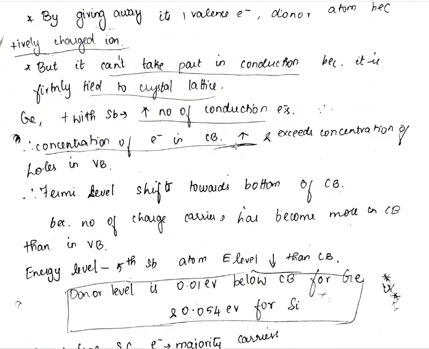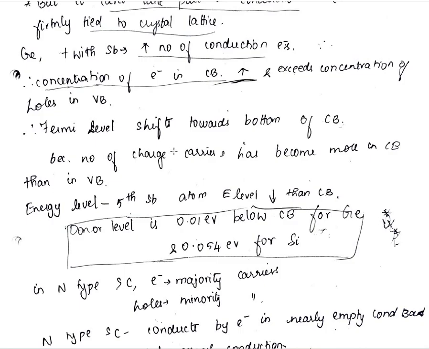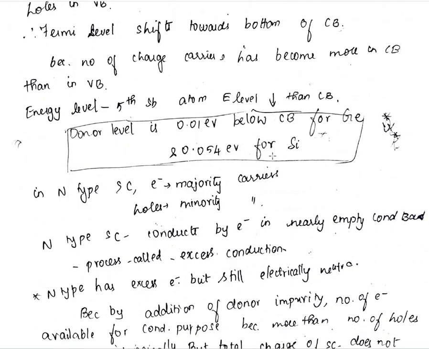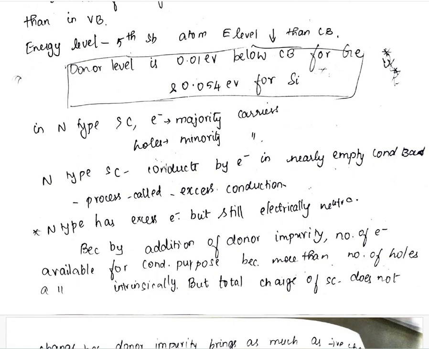Germanium plus Sb increases the number of conduction electrons because of the added free electrons here. The concentration of electrons in the conduction band increases and the concentration of holes in the valence band decreases. The donor level is 0.01 electron volt below the conduction band for germanium and 0.054 electron volt below for silicon. In N-type, electrons are the majority carriers and holes are the minority carriers.